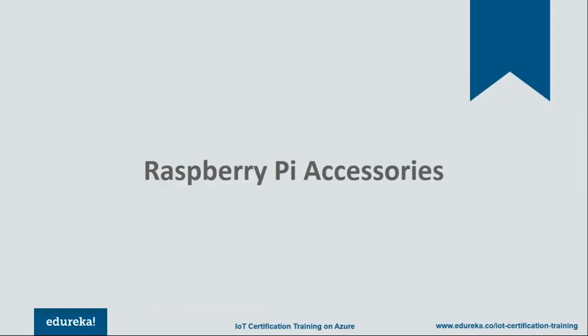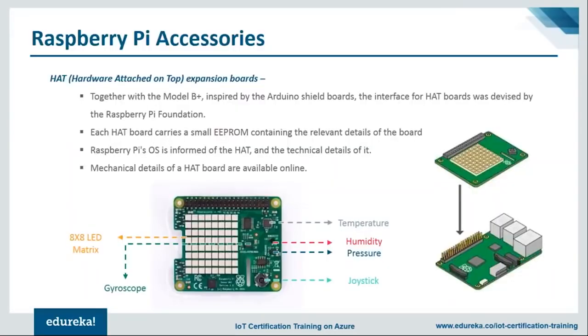Now that we've installed Raspbian on our system, let's look at some of the accessories which can be used with Raspberry Pi. One of the most popular and interesting accessories to Raspberry Pi is the Sense Hat. Okay, so a hat is basically hardware attached on top. There are various hats that are available, but the SenseHat is the most popular because you have various onboard sensors present here. You have a temperature, humidity and pressure sensor, as well as a gyroscope and a joystick. Apart from this, the reason that it is quite popular is because it has an 8x8 LED matrix display.